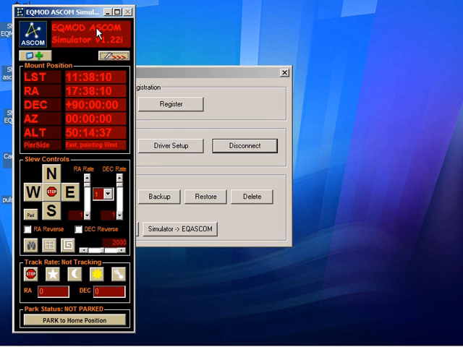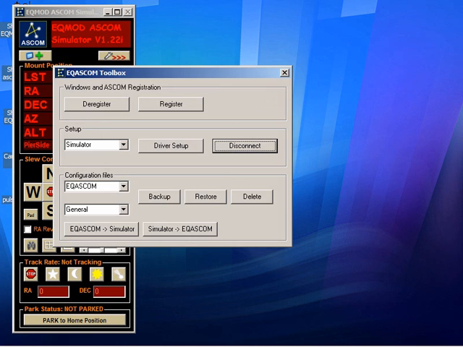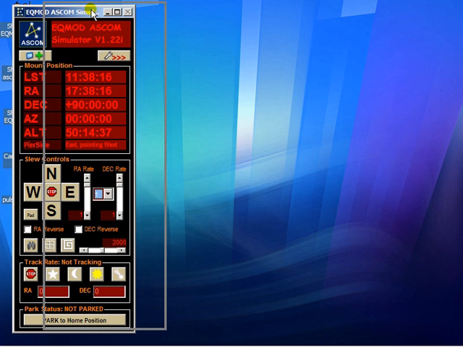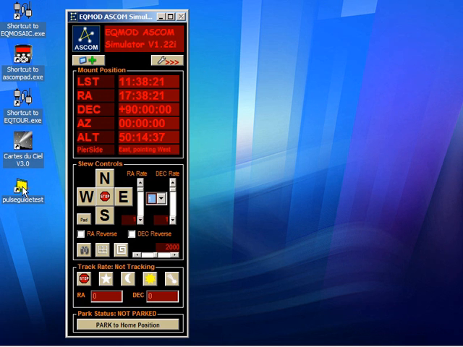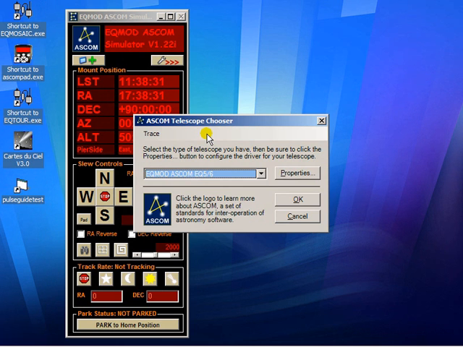Now I'm going to start up another application. I'll just move that out of the way to demonstrate pulse guiding itself, which is a pulse guide test application. I'll just connect to this simulator.